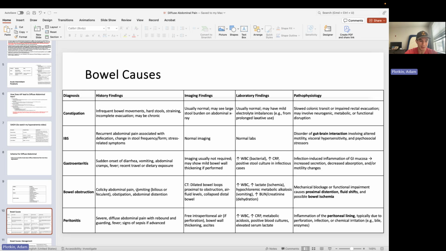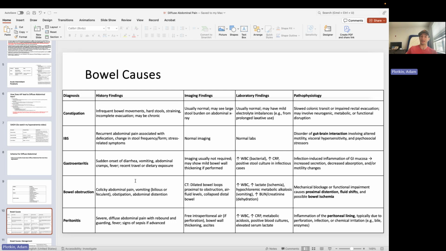Okay, and then the last one, peritonitis. We're going to have severe diffuse abdominal pain with rebound, guarding, fever, and signs of sepsis if it's bad, right? So these are the classic signs of peritonitis that you're reading in a vignette or seeing in a patient. Just even touching them or doing a light hit on the table, any kind of movement is going to cause pain, right? They're going to be really rigid. They're going to have guarding.